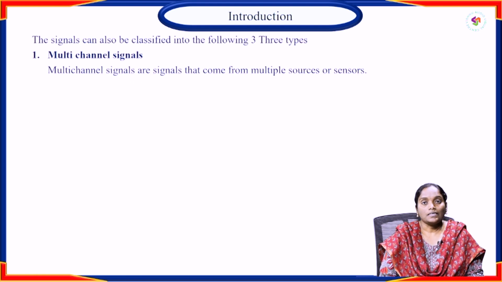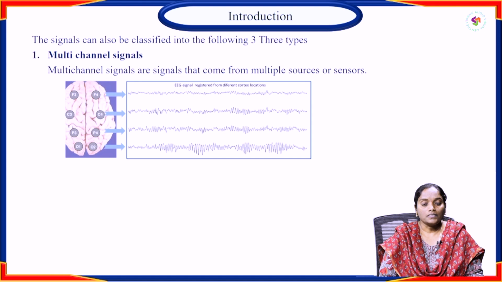Further, the signals are classified into three types. The first one is multi-channel signals. Multi-channel signals are signals that come from multiple sources or multiple sensors. You can see the picture here. This is an EEG signal registered from different cortex locations. Here we are obtaining four signals coming from four channels.